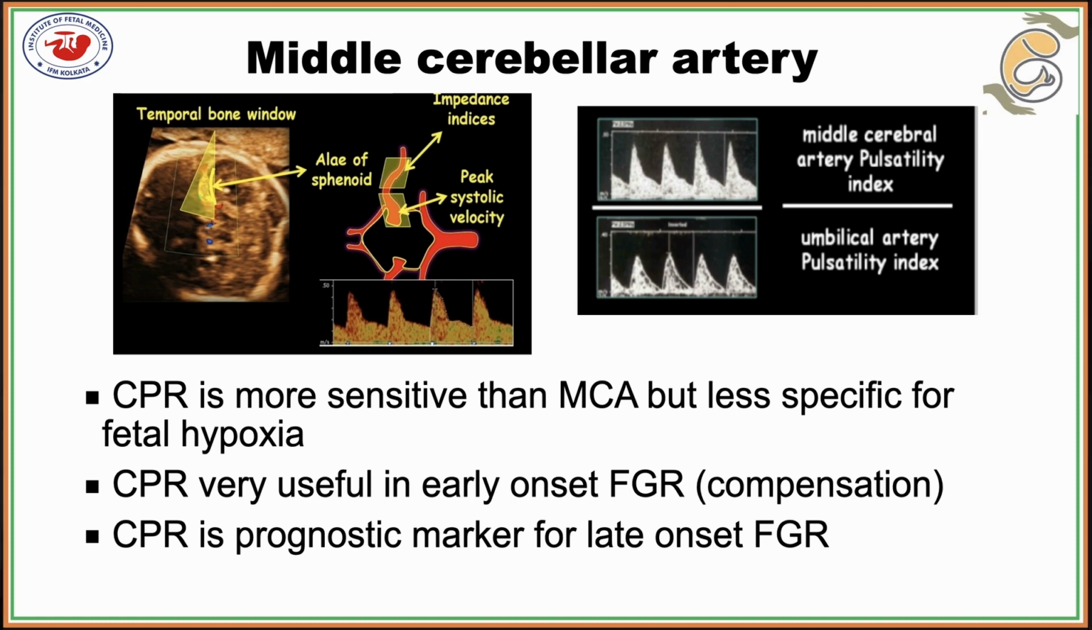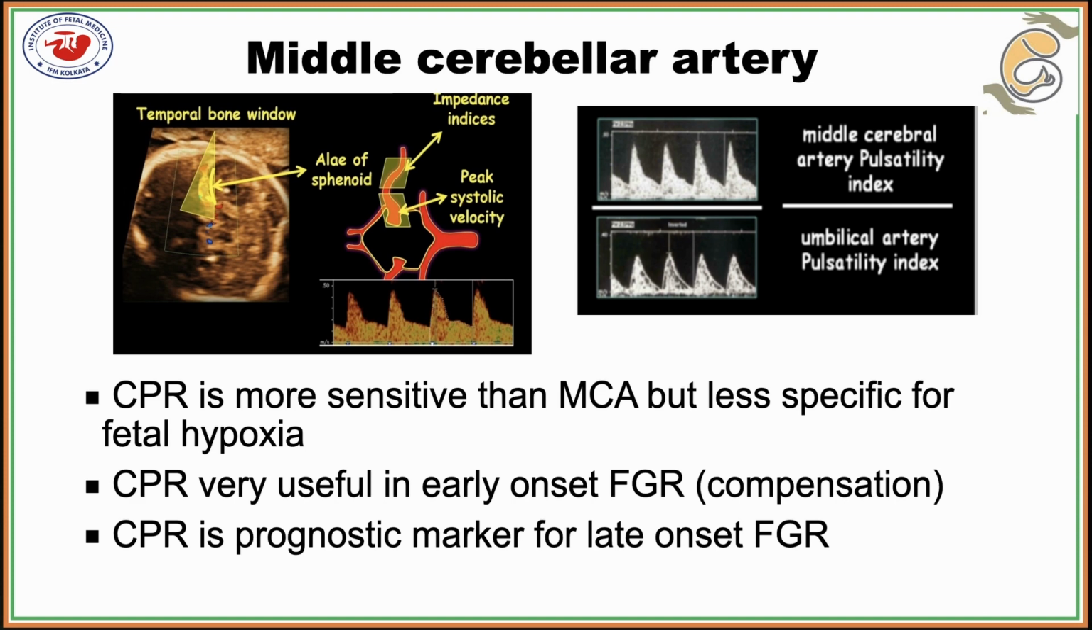Okay. So this is early onset. This is just a reflection of compensation. But yes, in late onset, this is a prognostic marker, because you will not bank on changes on the venous side for late onset FGR management. CPR abnormality, done. Then you have to plan for the delivery.